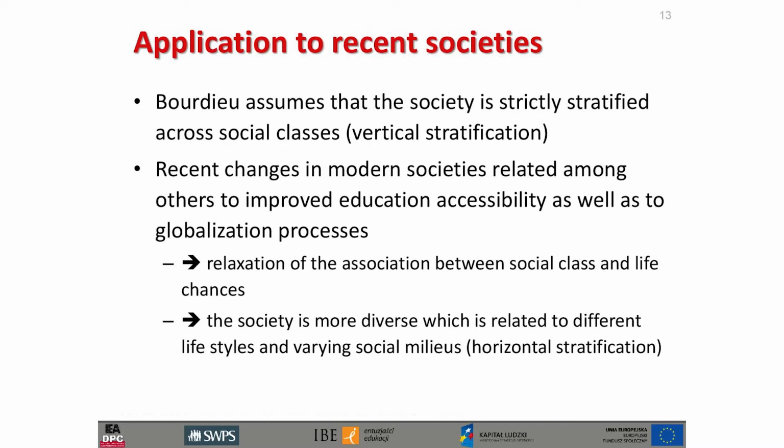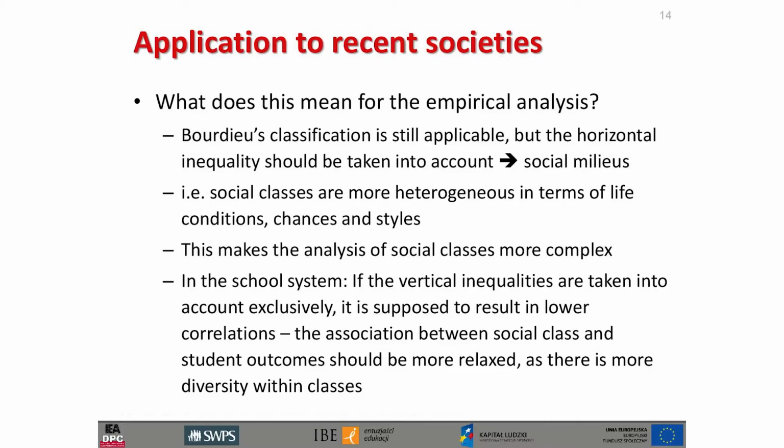And there have been plenty of theories on that topic, defining another type of stratification called horizontal stratification. So what does all this mean for the empirical analysis then? I think that Bourdieu's classification is still applicable, and it is widely used simply because it is somehow possible to operationalize this concept, whereas the social milieu theories are very difficult to operationalize. But the horizontal inequality should be taken into account as well.